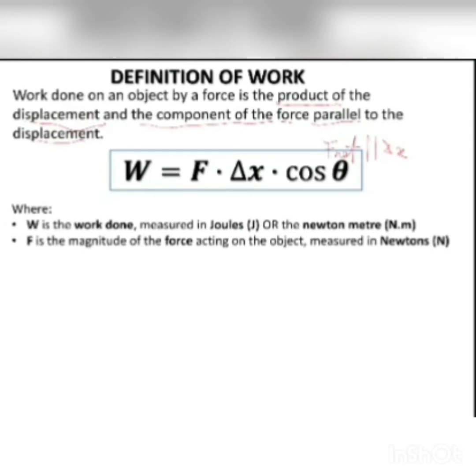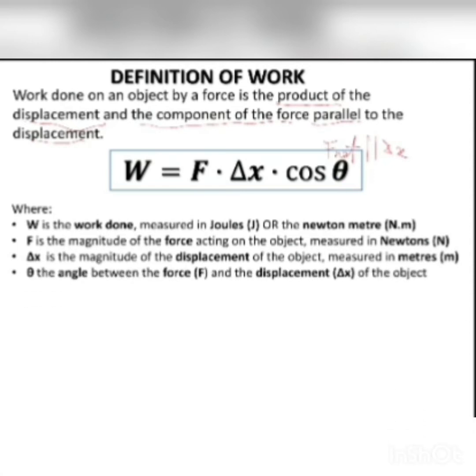Then F is the magnitude of the force that is acting on an object, and as we know, force is measured in newtons. Then we have the change in displacement, or change in x, which is the magnitude of the displacement of the object, and we know that displacement is measured in meters. Then again, we have theta, which is the angle between the force and the displacement of the object.